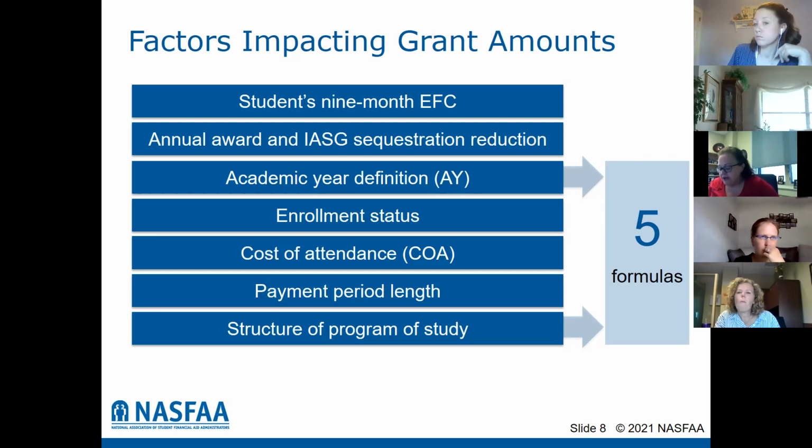Formula 3: any term-based program may use this formula for Pell calculations, but you must use this formula for a term-based program that does not qualify for Formula 1 and 2 and that uses non-standard terms. So non-standard terms, most of us don't have that. So the big takeaway: Formula 2, less than 30 weeks; Formula 3, non-standard terms. That's why I'm showing you how you're pulling yourself out of these.